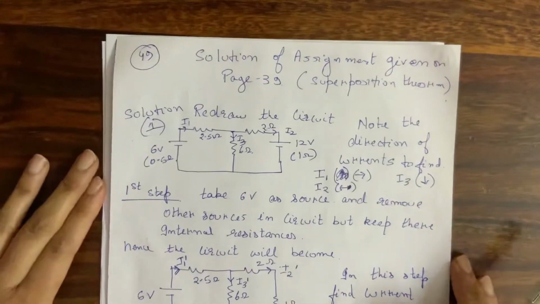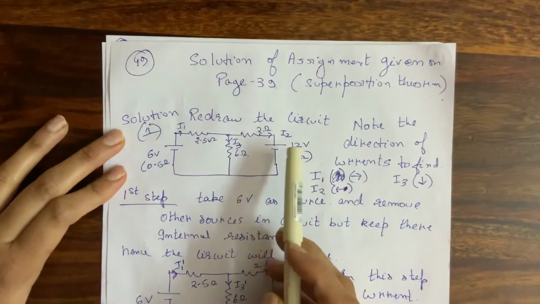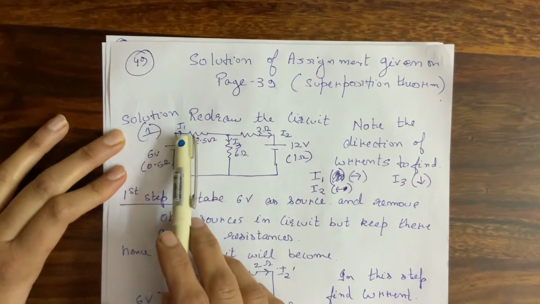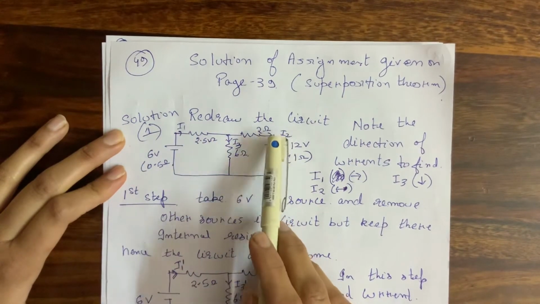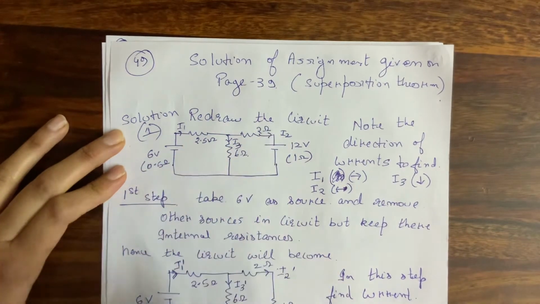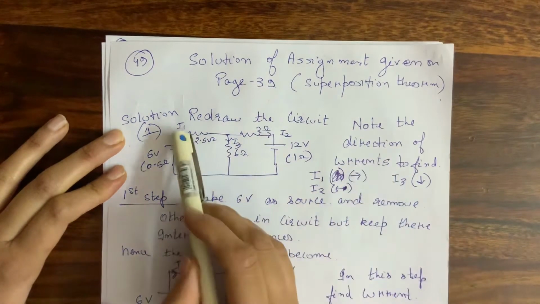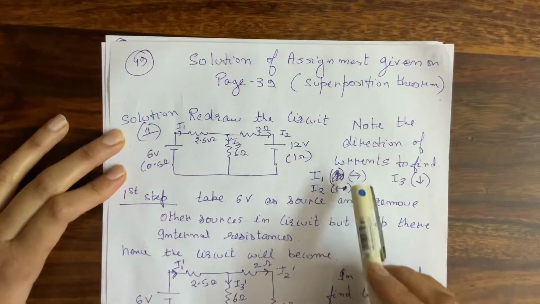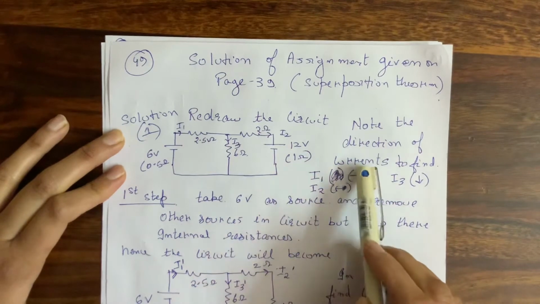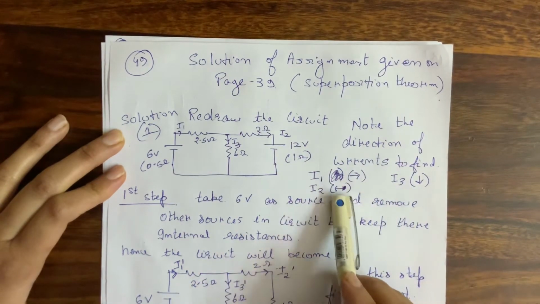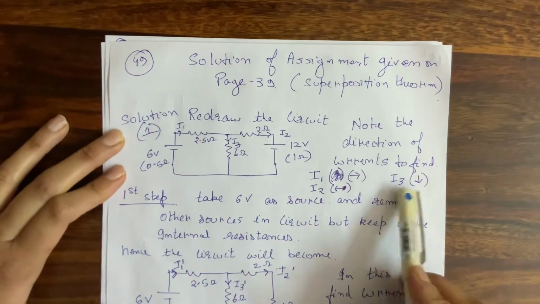First we have to redraw this circuit again. When we are redrawing the circuit, please make a note that you should copy the directions of the question very carefully and also the values of resistance and voltage very carefully. Here are the directions of I1, I2 and I3 as specified in the question. I have noted them on the side: currents to find are I1 in the direction given, I2 in the direction given and I3 in the direction given, downwards.